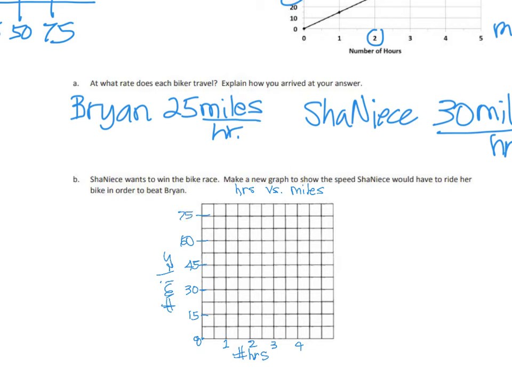So in 1 hour, she went 30 miles. Well, in 2 hours, she went 60. 3 hours, she went... Am I off? I think I'm off the chart. I should have done these a little bit less because it would be 90. So my line is going like this. So it's very steep because I have these.